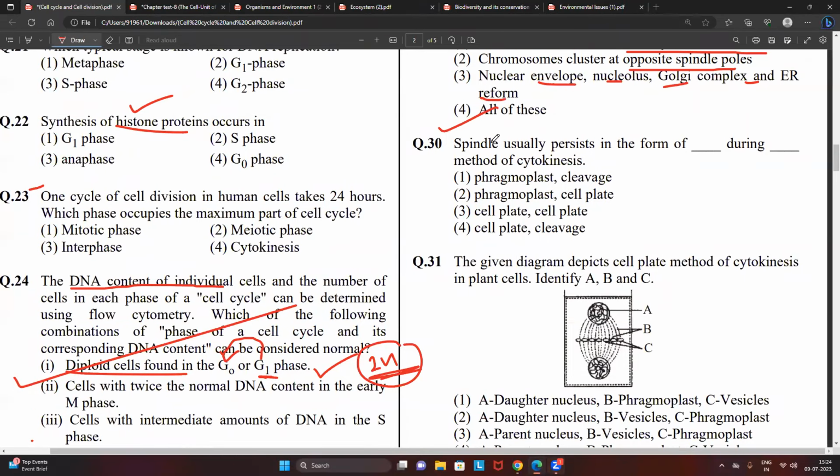Question number 30. Spindle usually persists in the form of dash during the method of cytokinesis. Friends, slowly think it, okay? You have to choose the answer according to the given options.